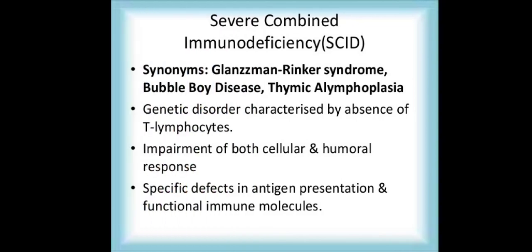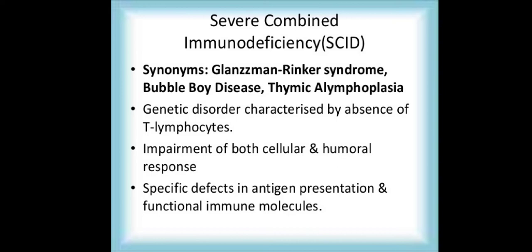So let's see some important points regarding these specific diseases. SCID is severe combined immune deficiency, relatively more common than other subtypes. It is otherwise called Glanzmann-Riniker syndrome, bubble boy disease, thymic alymphoplasia. The main defect is absence of T cells, so impairment of both cellular and humoral response will be there.